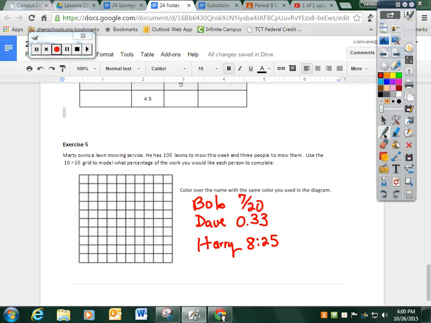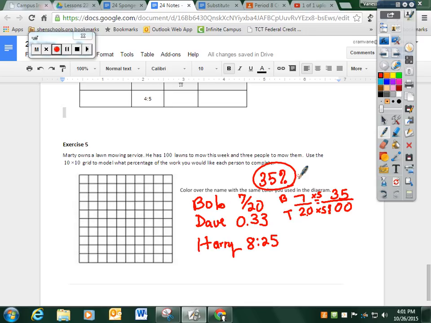I'm going to start with Bob. I love the 7/20ths, okay? I'm actually going to choose to scale this up, okay? And I hope you label your equal fractions. This is how many Bob mows to the total, okay? So 20 times 5 is going to give you 100. Whatever you do to the bottom, you must do to the top. Bob is going to mow 35% of the lawns, okay?